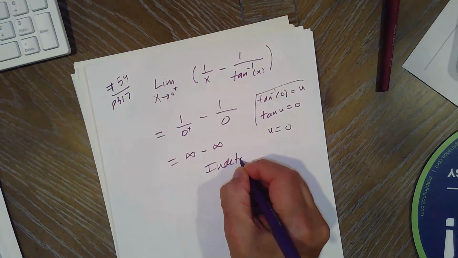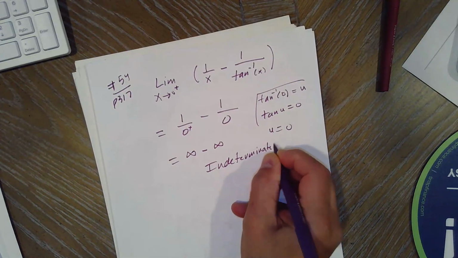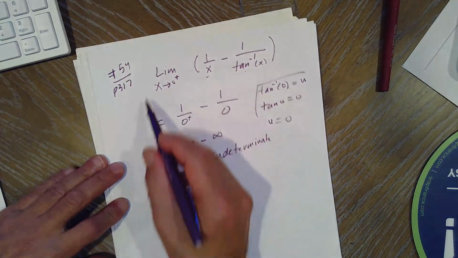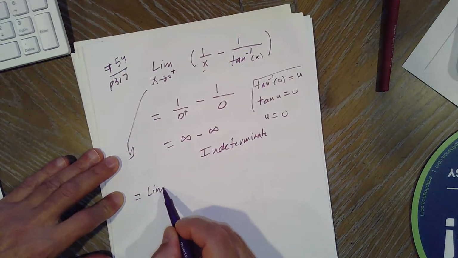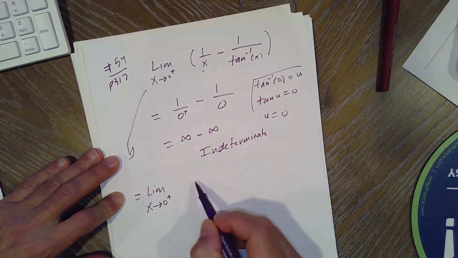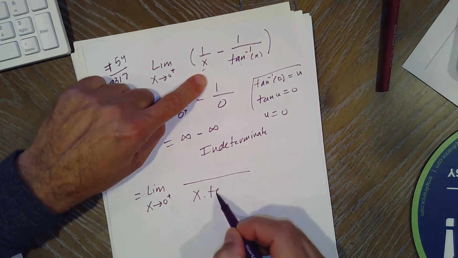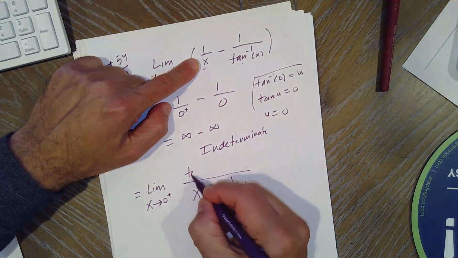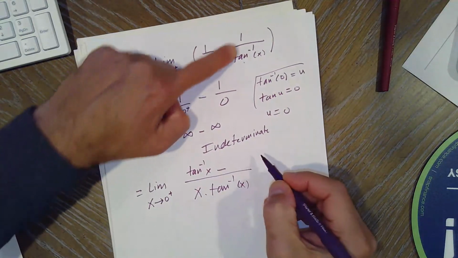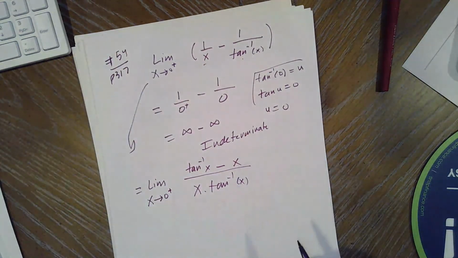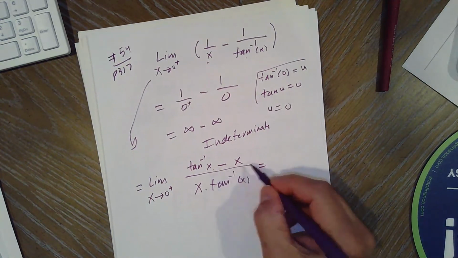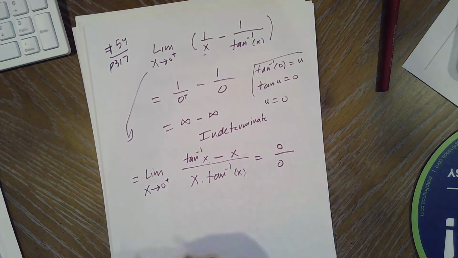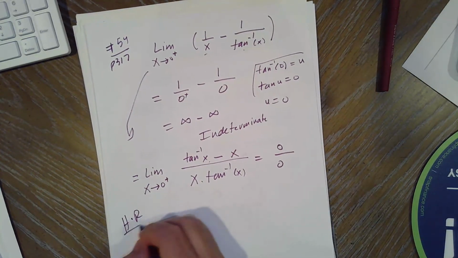So we're going to fix it. The best thing to do here is find the LCD, which is x tangent inverse x. So this would equal the limit as x goes to 0 from the right. The LCD is x times tangent inverse x, and then we multiply this by tangent inverse x, top and bottom. We multiply this by x, and we get 0 minus 0, and then 0 times 0, and now it's 0 over 0. We can use L'Hopital's rule.